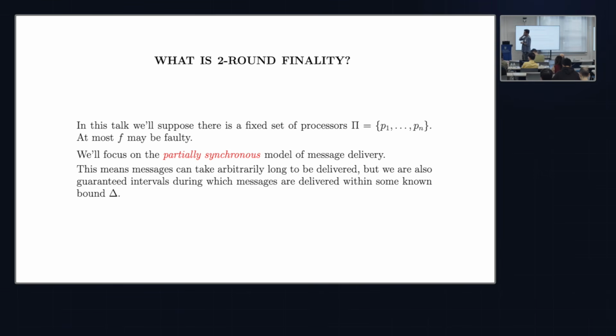Okay, we're going to be focusing on the partially synchronous model of message delivery. Again, I think everyone's familiar with that. It doesn't really matter that much if you aren't completely familiar, because I'll remind you of the more precise definition in a bit. But for now, the partially synchronous model just means that messages can take arbitrarily long to be delivered, but are also guaranteed intervals in which message delivery is reliable. Messages are delivered within a known bound delta. So in practice, what that means is you have to design protocols that satisfy consistency no matter how long messages take to arrive, and then you can use the synchronous intervals to achieve liveness.